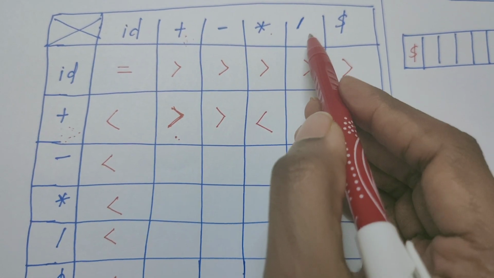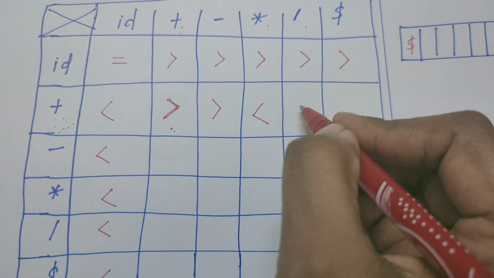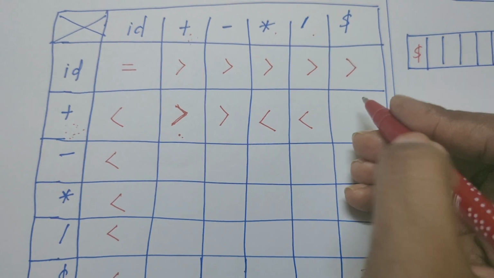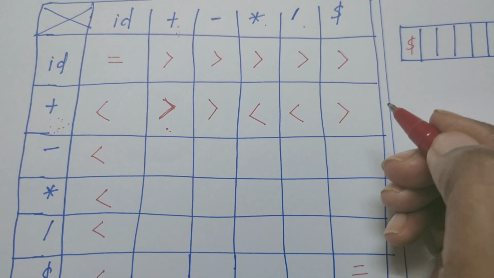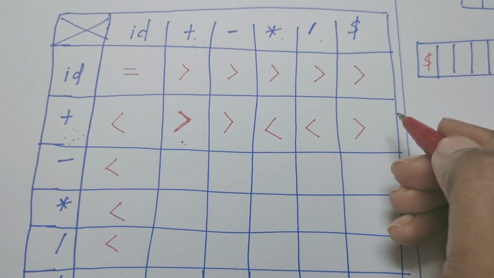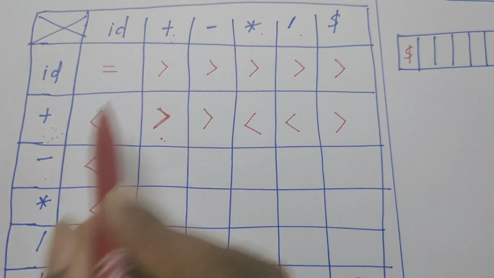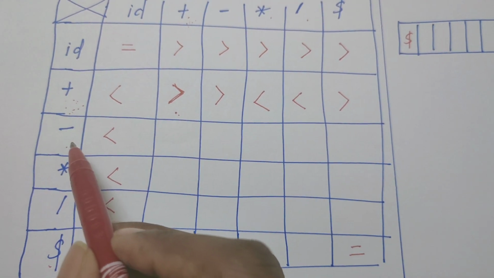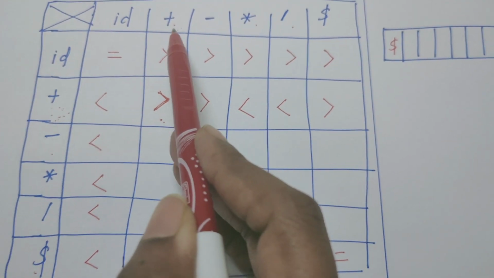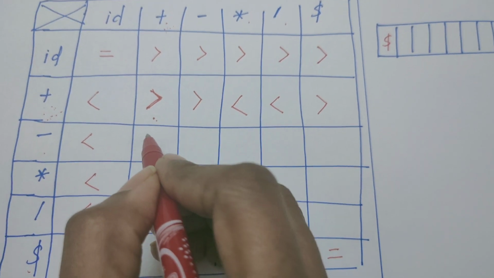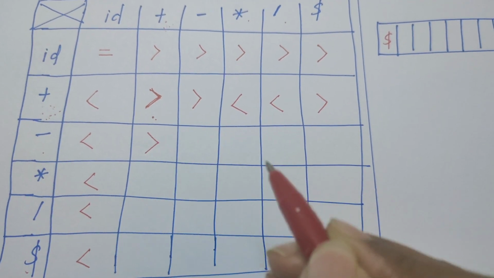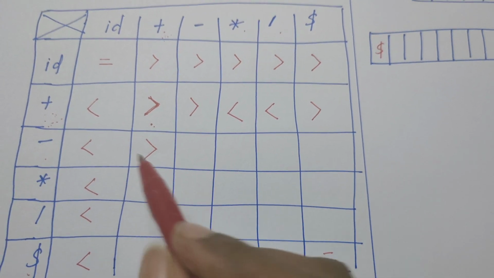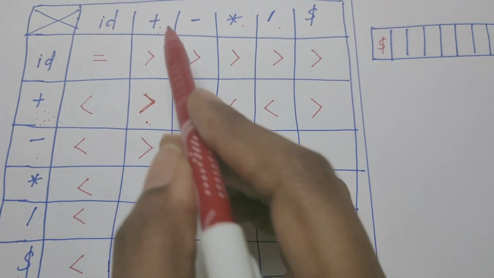When you compare plus and slash, plus is having lesser precedence than slash. When we compare plus and dollar, plus is having greater precedence than dollar, because we know that dollar is having the least precedence. Okay, now compare minus and plus. Both the operators are having the same precedence, but minus comes first followed by the plus, isn't it? So we need to ensure left associativity. To ensure left associativity, mark this type of relation, that is, minus is having greater precedence than plus.